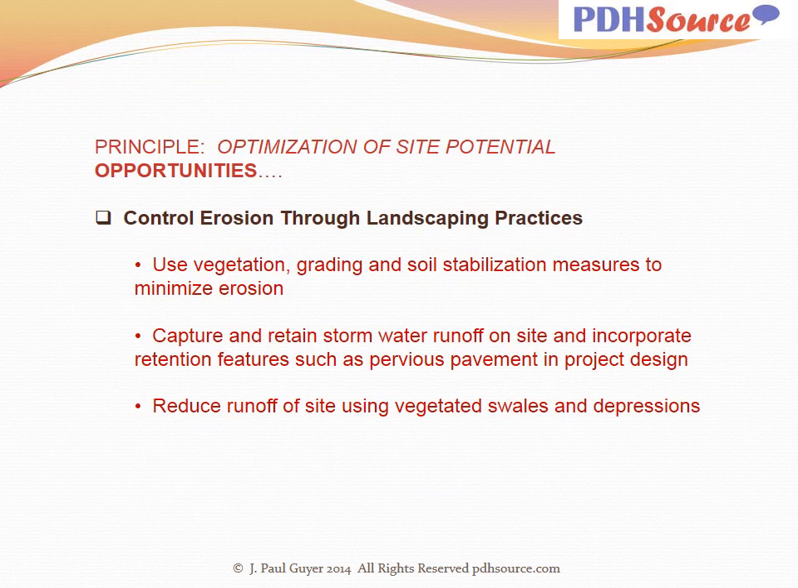Something else that you can do to optimize the site potential is control erosion through landscaping practices. This may be an option on your project. And the underlying principle here, and again, it's difficult to quantify it, but it's understood and appreciated that controlling erosion will, in its own way, work towards the achievement of the principles of sustainable design.